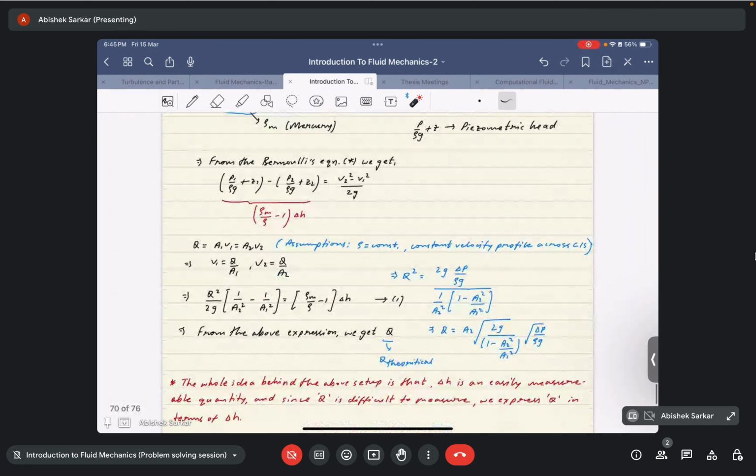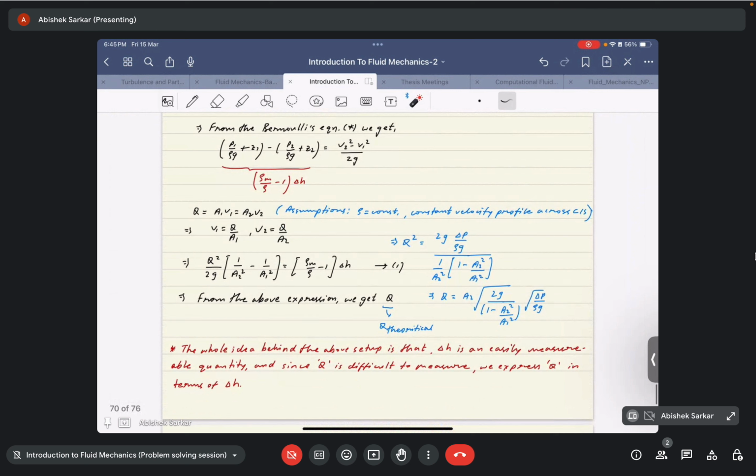Now if we use the continuity equation between points 1 and 2 of the venturimeter, we can write V1 is equal to Q by A1 and V2 is equal to Q by A2. If you substitute that in this expression, we get Q square by 2g, in bracket 1 by A2 square minus 1 by A1 square, is equal to rho m by rho minus 1 into delta H. Now if we simplify this equation even further and represent Q in terms of all the known parameters, we can write Q is equal to A2 into the square root of 2g by 1 minus A2 square by A1 square into delta p into rho g.